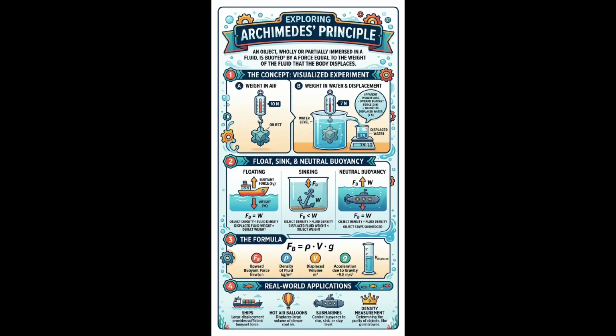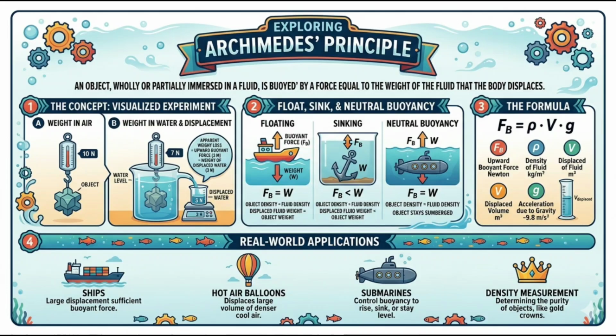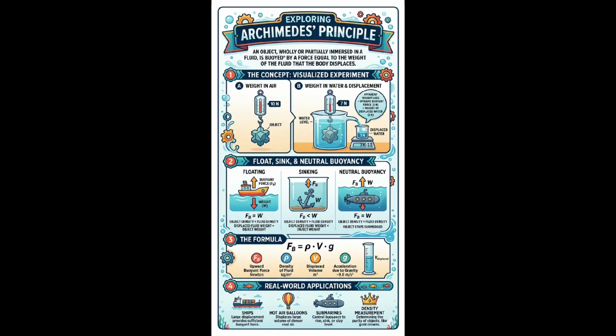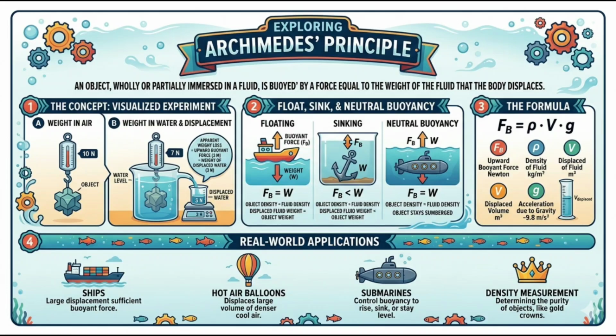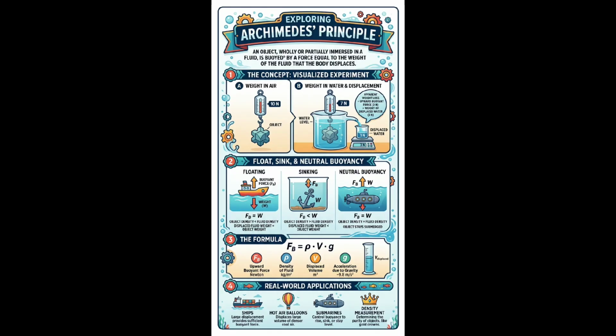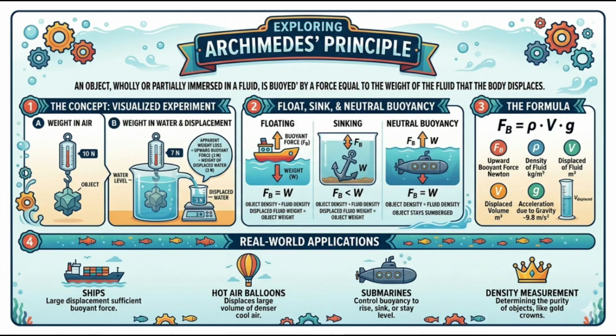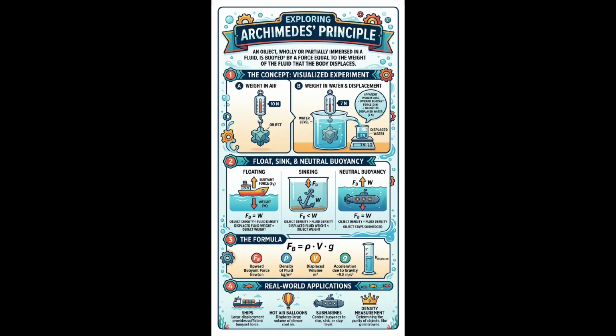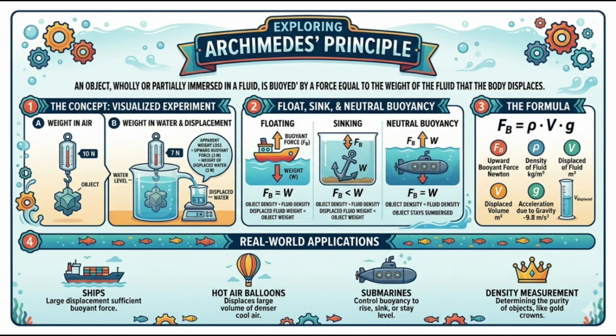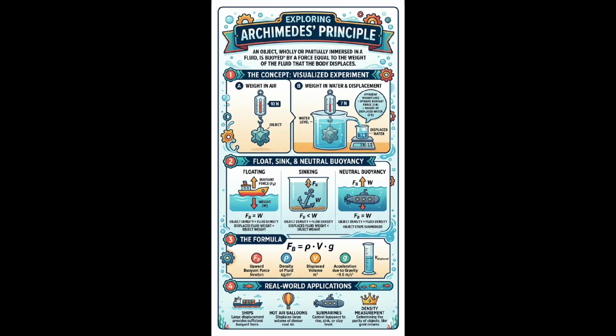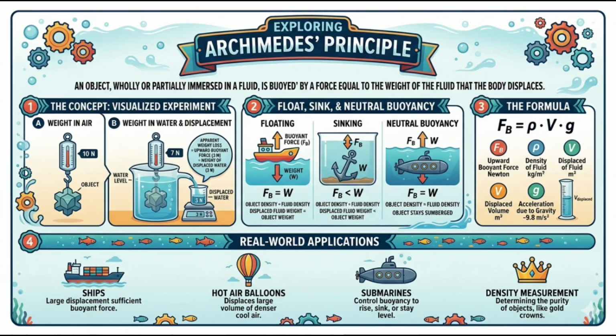The mathematical formula. The principle can be calculated using this formula. F_B equals ρ times V times G. F_B equals buoyant force, the upward push. ρ equals density of the fluid, how tightly packed the fluid's molecules are. V equals volume of the displaced fluid, how much fluid was pushed out of the way. G equals acceleration due to gravity, the downward pull.